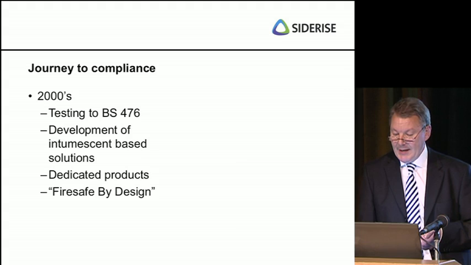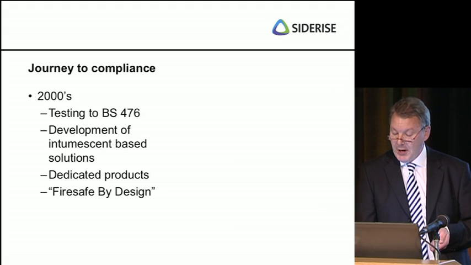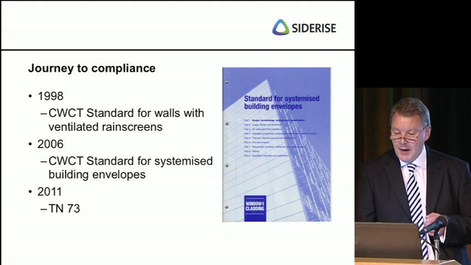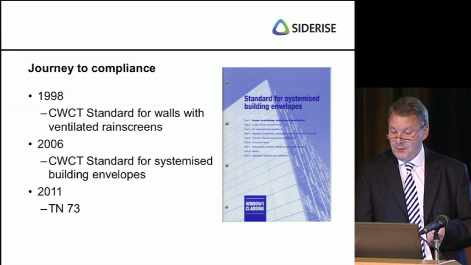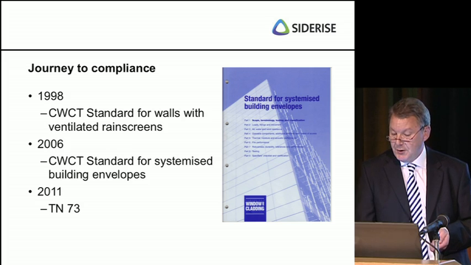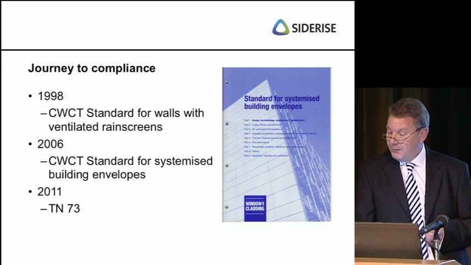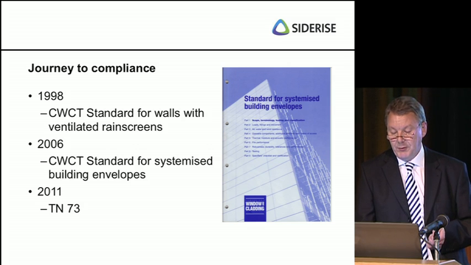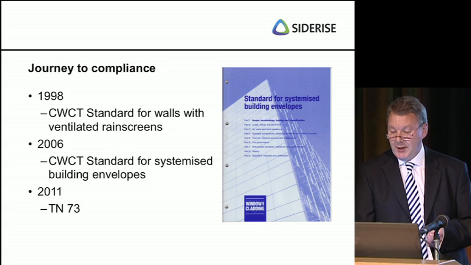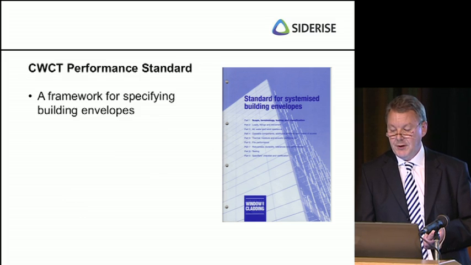In the absence of a clear legislative framework, this approach was accepted by our customers as best market practice and inherently fire-safe by design. In parallel with the emerging market for curtain walling and external cladding systems, the CWCT published standards began to provide a reference point for compliant cavity barrier provisions. These were most recently addressed in the 2006 publication of the standard for systemized building envelopes, and the requirements were made further explicit in their technical note 73.